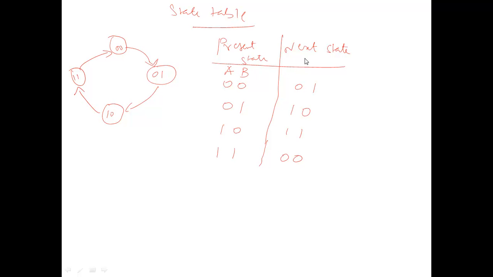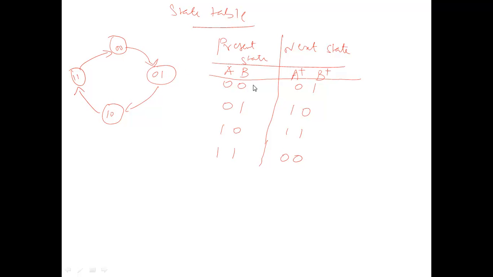To realize 2 flip-flops, one flip-flop you are calling flip-flop A, another flip-flop you are calling flip-flop B. So once you are realizing it as present state A and B, the next state will be obviously A plus, B plus. This will be your next state. So this completes the state diagram. You have completed the state table from the state diagram.